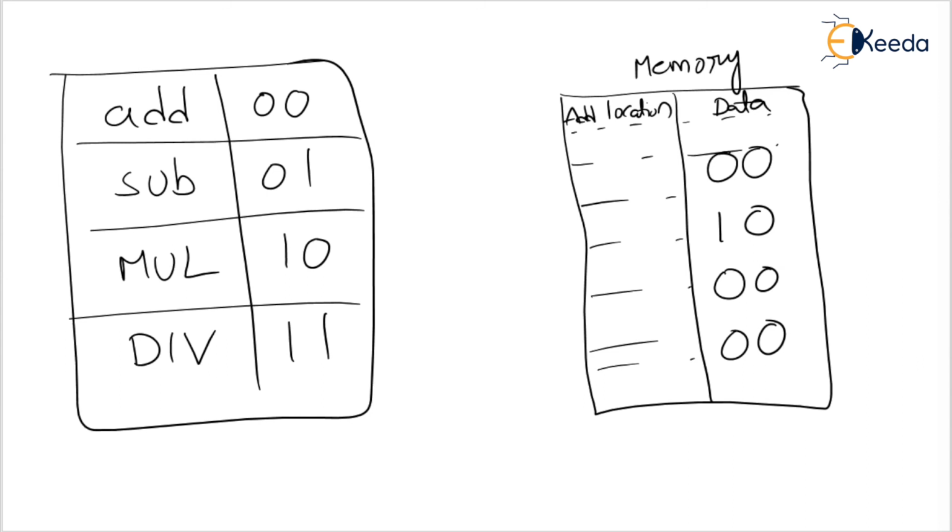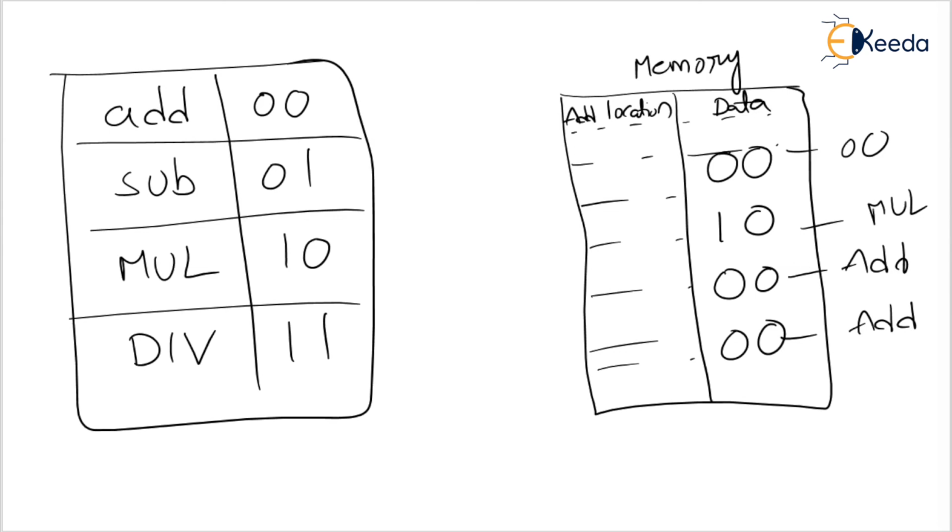10 means multiplication. Yes. Again 00, add. Again 00, add. This is 10, multiplication. By seeing the table, you are telling what each instruction is. What you did, that is called decoding.